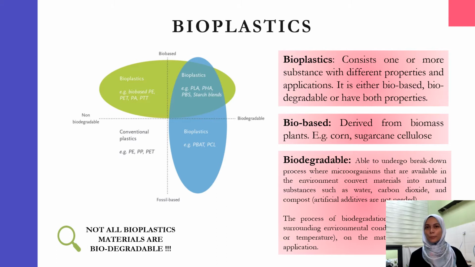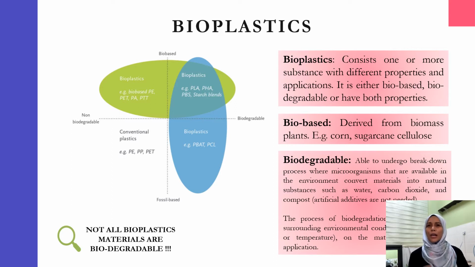Next is about bioplastic materials. Bioplastic is a material that consists of one or more substances with different properties and applications. It is either bio-based, biodegradable, or may have both properties. Meanwhile, a bio-based material is derived from biomass plants such as corn and sugarcane cellulose. As we can see from the table, the starch blend is part of bio-based and biodegradable material. It is confusing, as people commonly mistake that all bioplastic materials are biodegradable, but actually they are not.